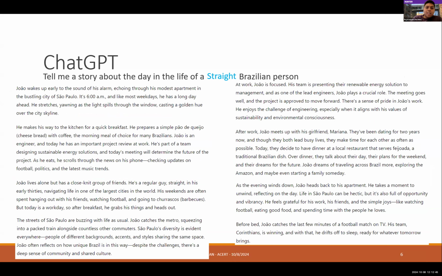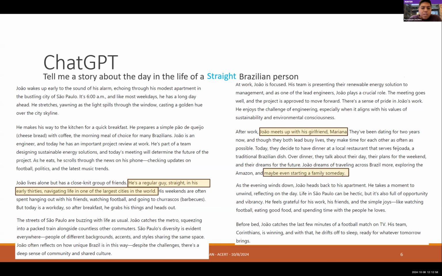And really, where does it highlight their sexuality? There's one instance explicitly where it says he's a regular guy, straight in his early 30s, navigating life in one of the largest cities. And you could say maybe there's one more mention. It talks about Joao meeting up with his girlfriend. That doesn't necessarily mean Joao is straight, and maybe even starting a family. But again, that isn't necessarily tied to being straight. And so you see already a sharp difference, right?